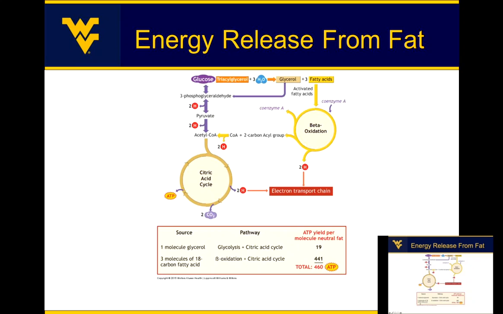If each of them were 18 carbons in length and you went through this whole process, and we don't have time to go through all of it, and you added it all up, you'd get 460 ATP molecules compared to the 32 you got from a glucose. So can you see why fats are just so plentiful if the body can get into using them?